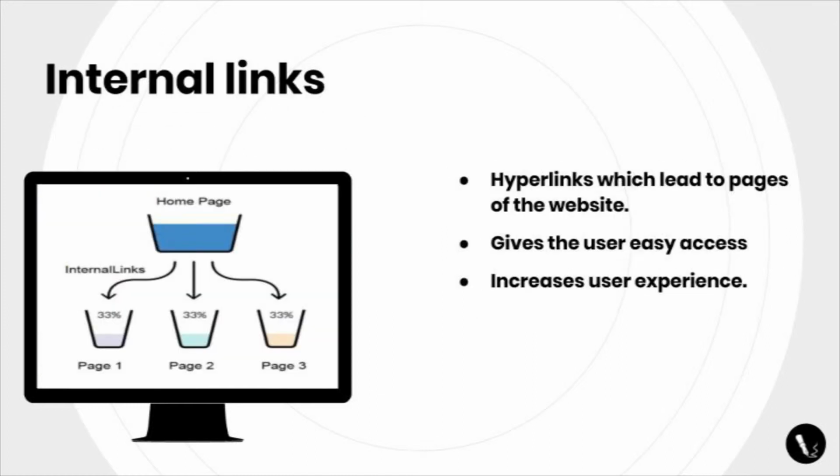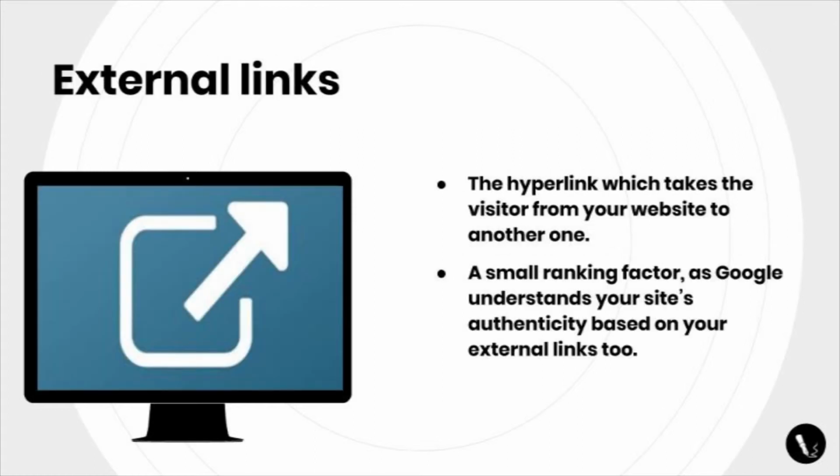Internal links. These are hyperlinks which are present in the website that leads to other pages of the same domain. This is very useful in the sense that it can help the people get directed to other pages of the website easily. External links. If a hyperlink of the website directs you to a web page of another domain, then the link is called an external link. It is a small ranking factor as Google understands your site's authenticity based on your external links too.